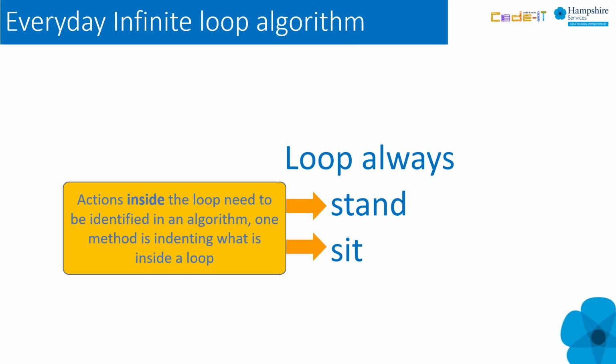Actions inside the loop need to be identified in an algorithm. One method is indenting what is inside a loop.